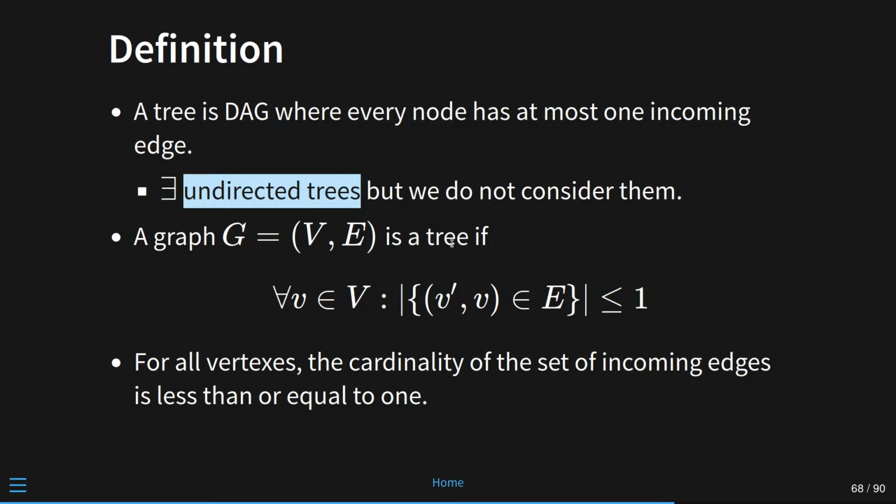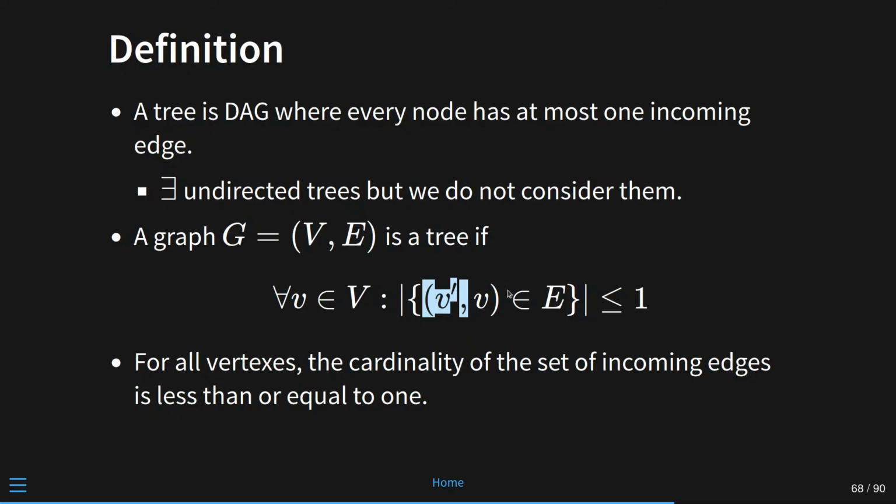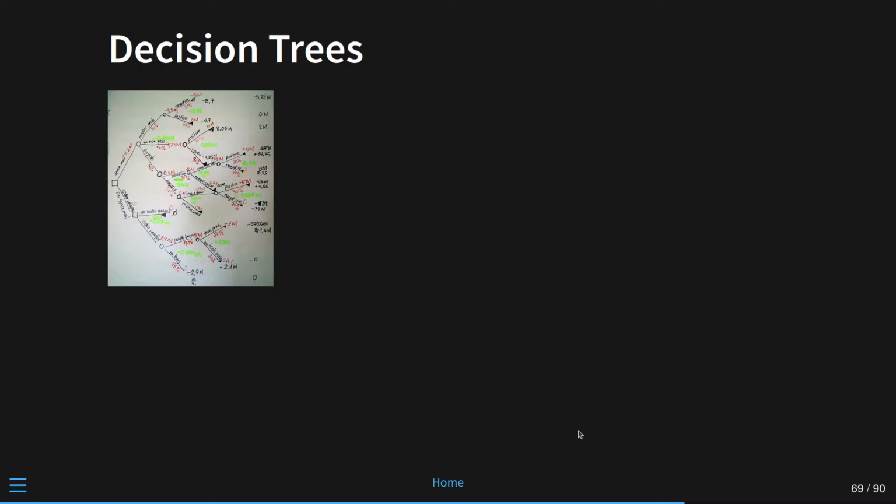A graph G equals (V, E) is a tree if for all v in the set of vertices, the cardinality of the set of incoming edges, so this is all pairs where the second element is the vertex, we cap that at the size of 1. Not everyone has to have an incoming edge, but you can't have 2 incoming edges. So for all vertices, the cardinality of the set of incoming edges is less than or equal to 1. Okay. One example of these is a decision tree.